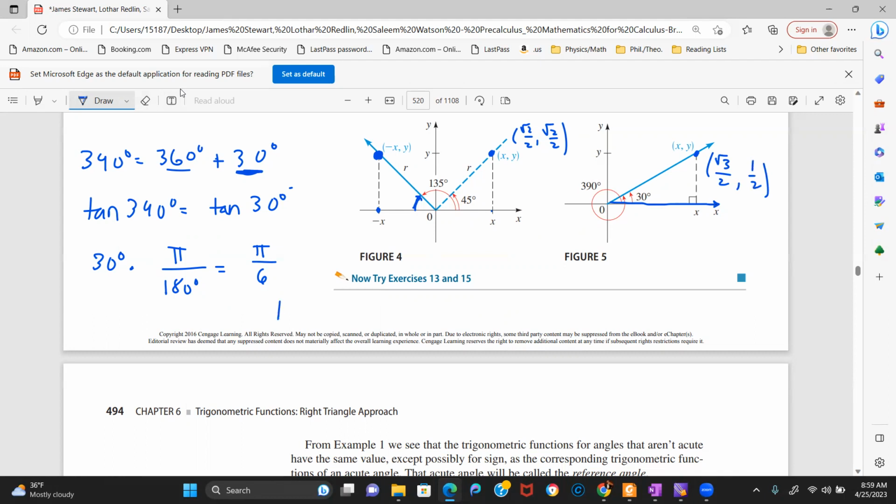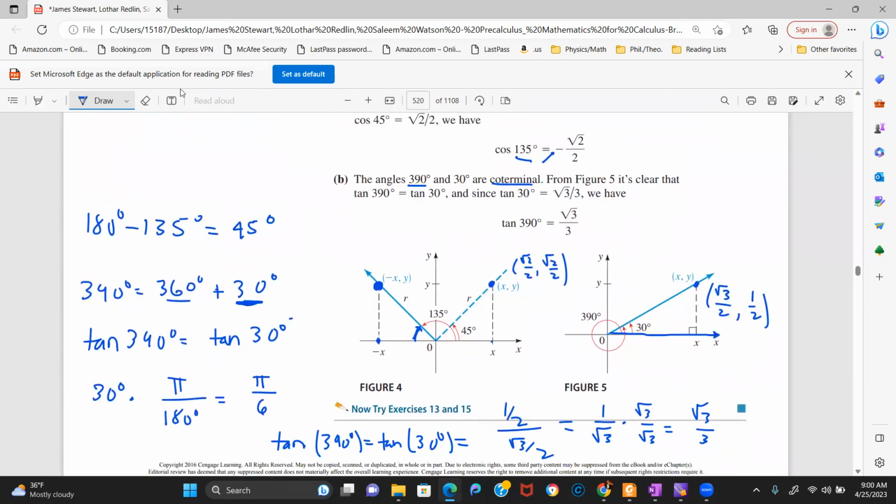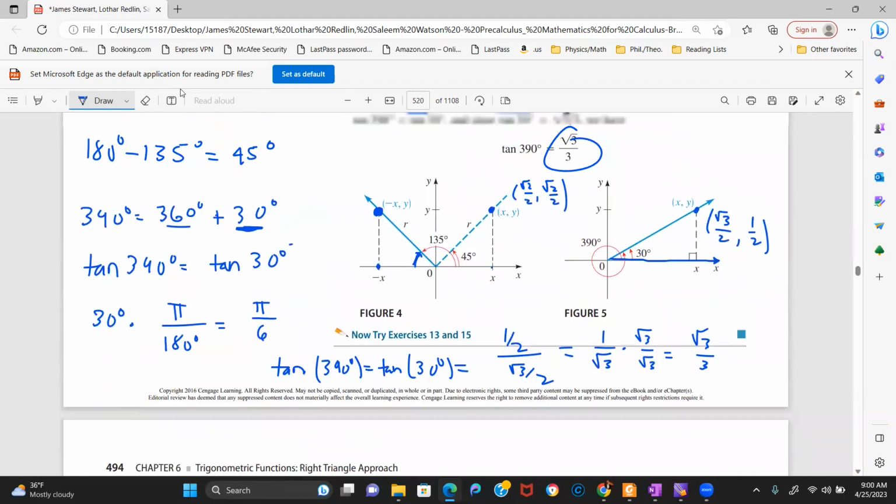Okay. So then tangent of our 390-degree angle, which is the same thing as our 30-degree angle, is going to be the y coordinate, 1/2, over the x coordinate, root 3 over 2. So the 1/2s cancel, you get 1 over root 3, and then you can rationalize by multiplying by root 3 over root 3, and you get root 3 over 3. Is that what they did? Yeah. So that's how they got that answer right there.